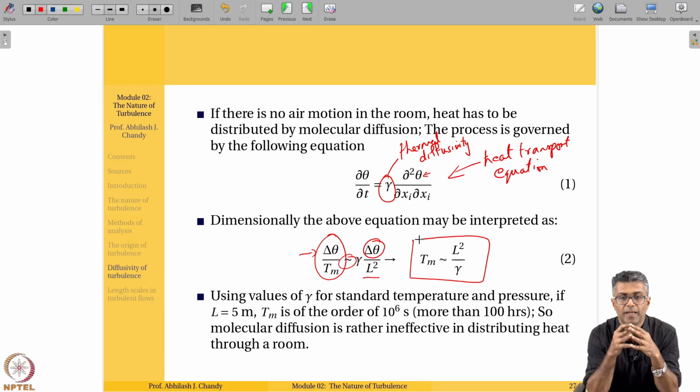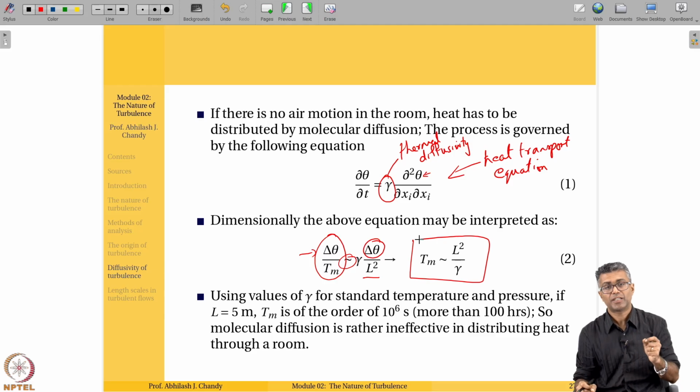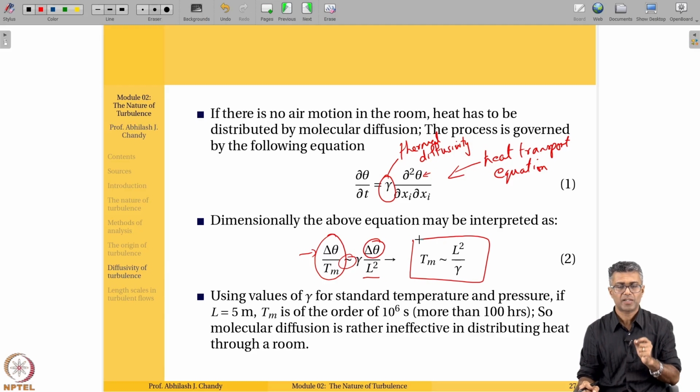So now let's try to come up with some numbers. We know that we have air in the room. There is no airflow, but it is air in the room. Standard temperature and pressure, atmospheric pressure, standard temperature approximately 300 Kelvin, right, 27 degrees C. And if I consider L to be 5 meters, a typical length scale for a reasonably sized room, Tm becomes of the order of 10 to the 6 seconds. 10 to the 6 seconds translates to about 100 hours. So that's the time scale associated with the transport of heat, the distribution of heat within this room.